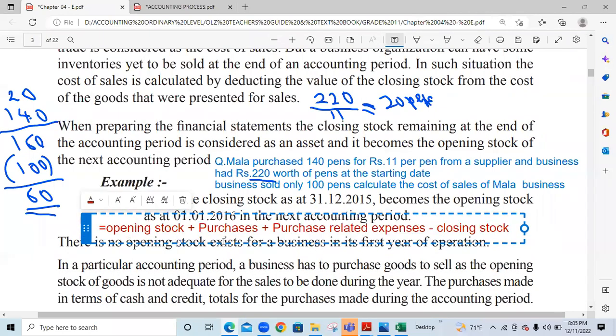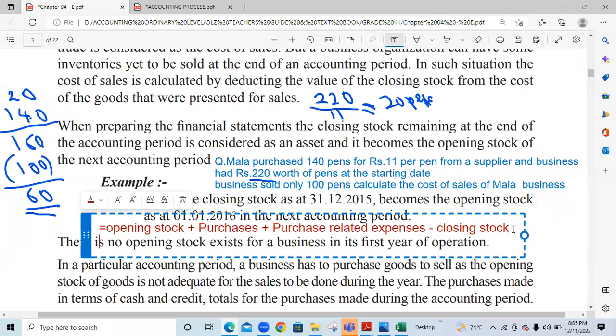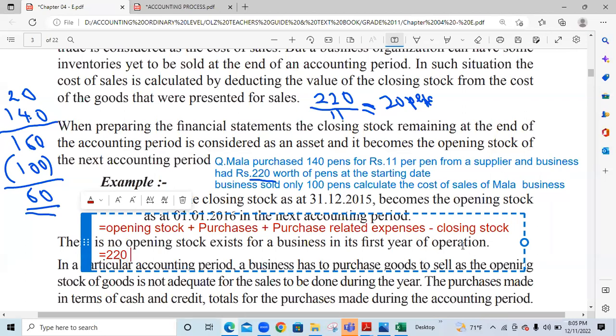Okay, so this is the equation: opening stock plus purchase, and if there are any purchase related expenses, I'll explain what those are in a while. So guys, on the opening date, 20 rupees worth of pens is there. You purchase 140 pens, each at 11. What's the value? 140 into 11.